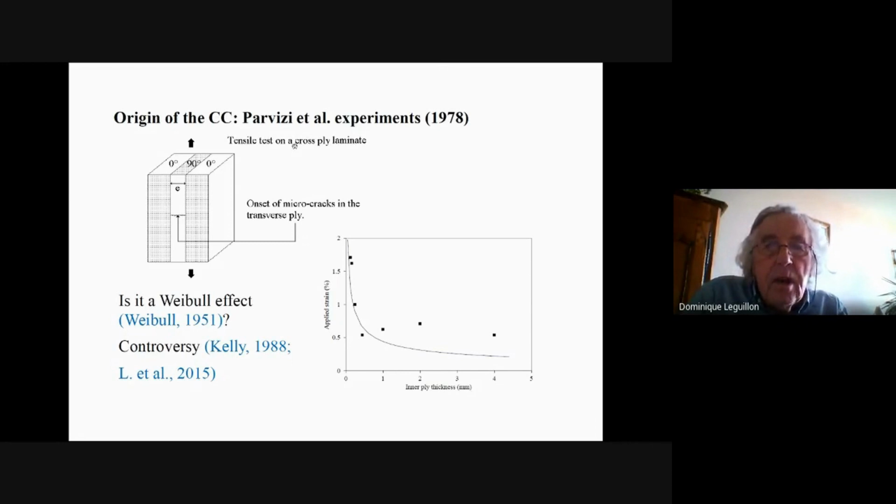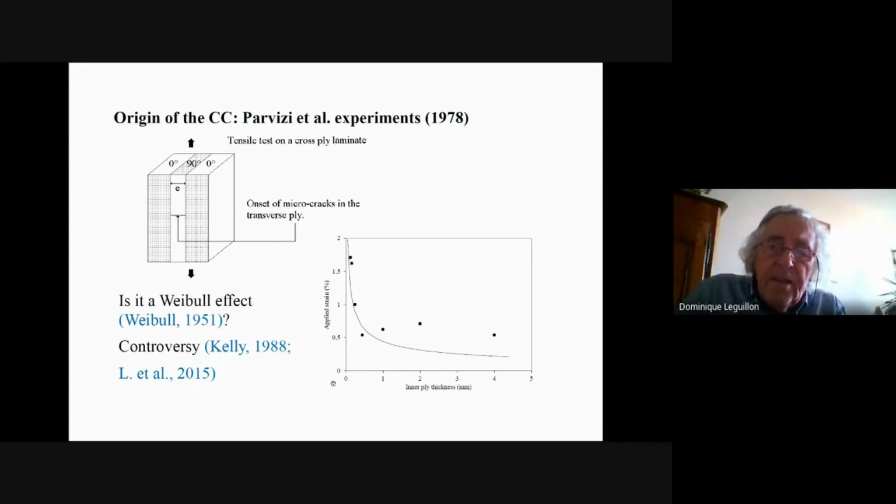And these authors plotted the applied strain at the onset of the first crack, and they obtained these black points here. You see, they are distributed in this way. And they proposed a solution based on an energy argument to match these points, and they proposed this line.